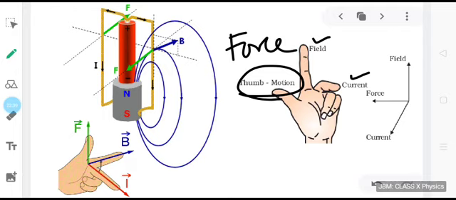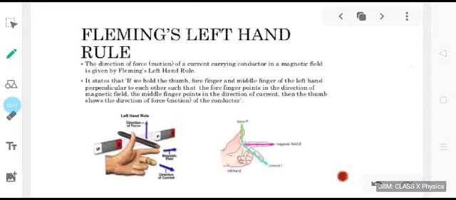Now for this you have to stretch the 3 fingers of your left hand perpendicular to each other. They should be mutually perpendicular to each other. It's a 3-dimensional thing, so it will be a bit difficult to visualize, but if you are stretching the 3 fingers of your left hand perpendicular to each other such that the forefinger points in the direction of field, central finger in the direction of current, then thumb will show you the direction of force acting on the current carrying conductor, or you can say the direction in which motion is going to take place.